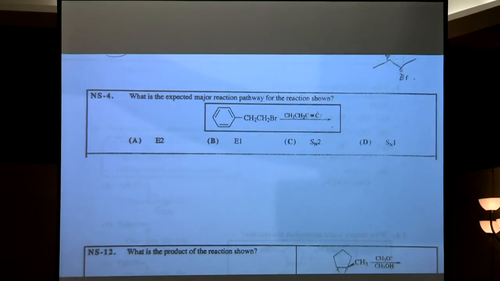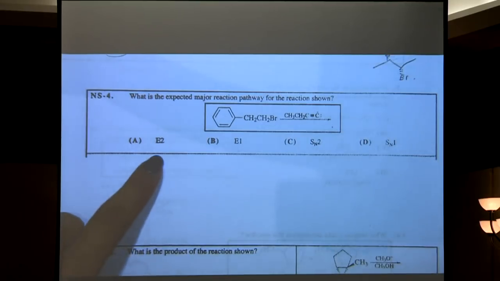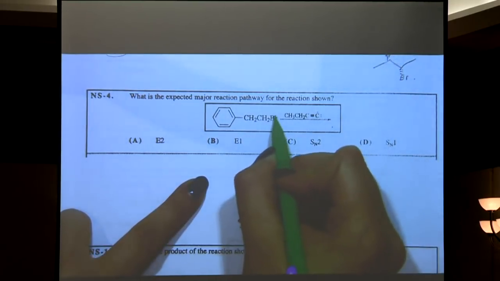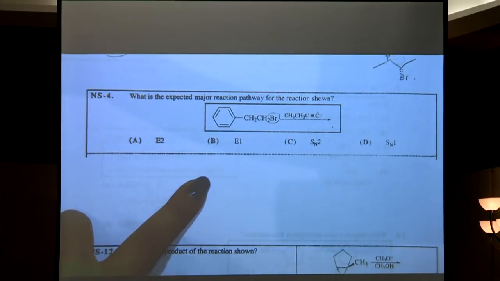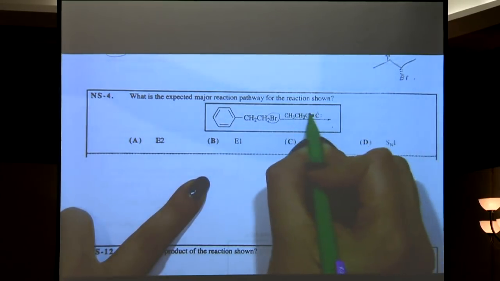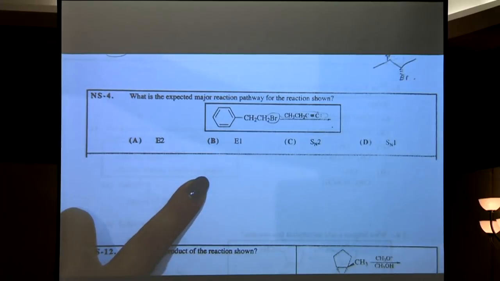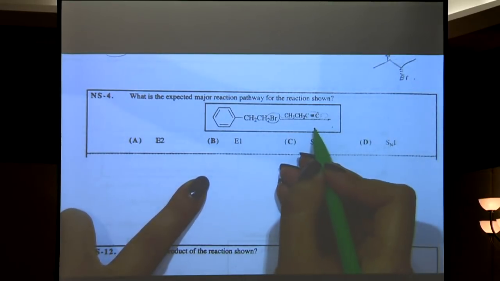What is the expected major reaction pathway for the following reaction? They're asking us whether it's elimination 1 or 2, or substitution 1 or 2. We have a good leaving group, which is typical of SN2 reactions or E2. And then we also have this base/nucleophile, and is that base bulky or not?